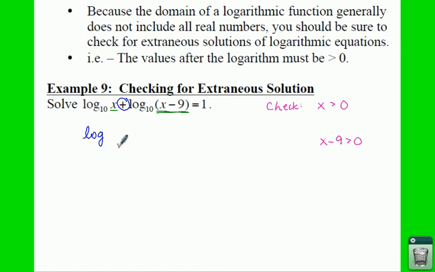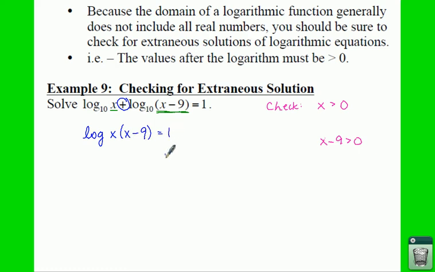Now, do you have to write the 10? Anybody? You, right there. Yep, that's you. You don't have to write the 10. You just get x times x minus 9, because you multiply those.